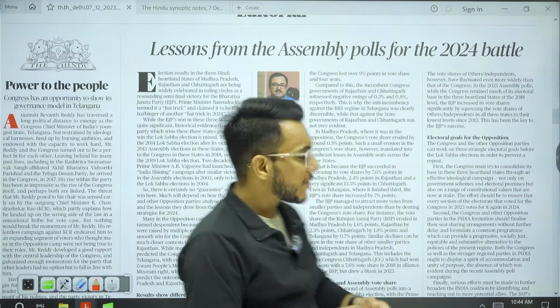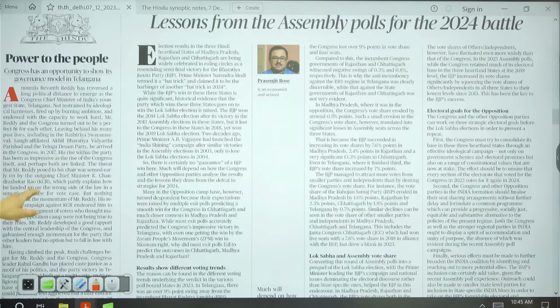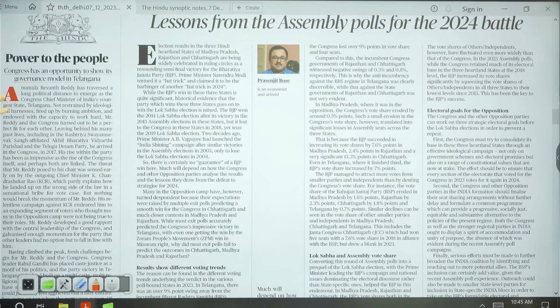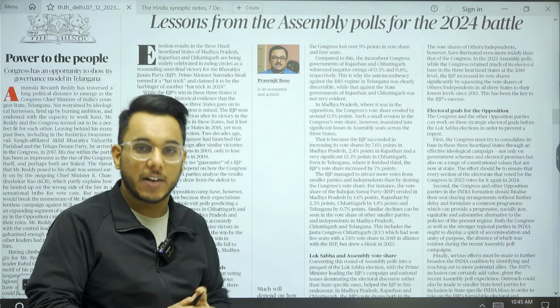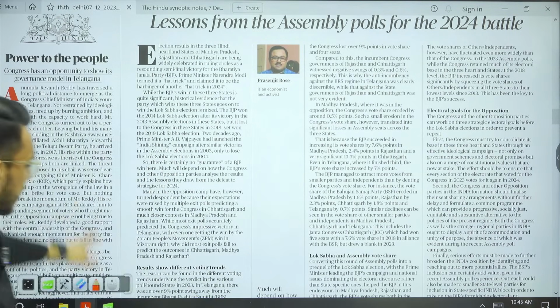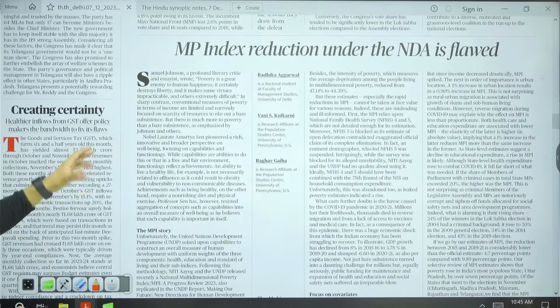Then further moving on, here also Congress has an opportunity to show its governance model in Telangana, given that Congress is able to form the government here in Telangana because it has scored a victory. Then further moving on, MPI reduction under the NDA is flawed. So we'll see this particular article, guys.